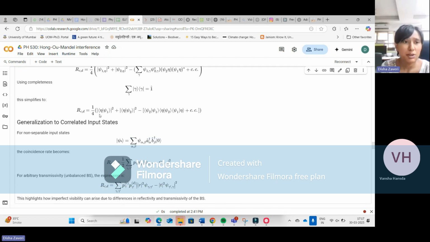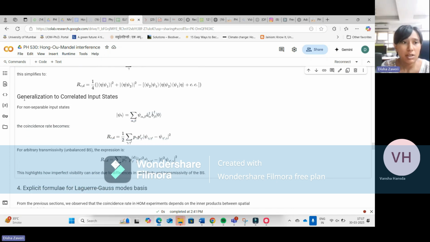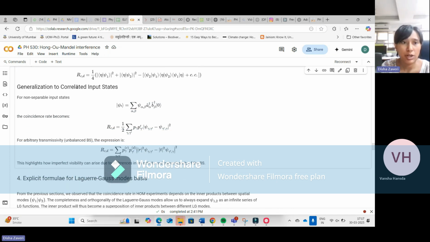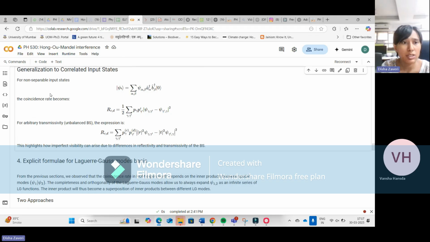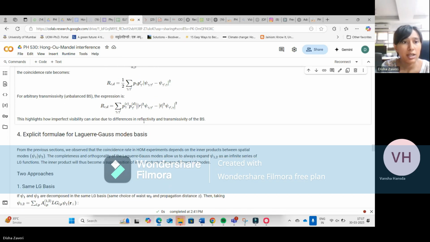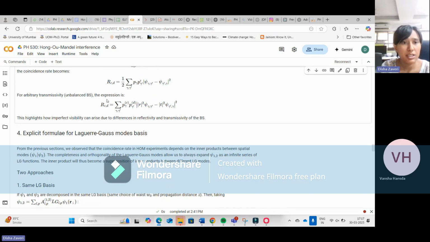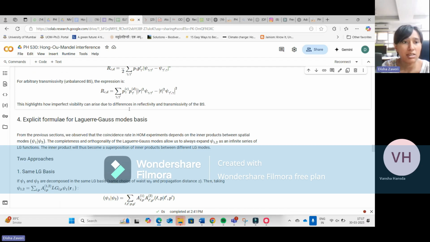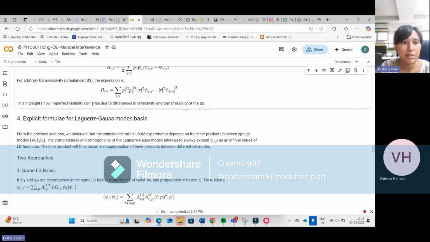the sum over gamma gives the identity operator. Now the last part is in relation to correlated input states. For non-separable input states, psi 0 is this, and the coincidence rate becomes this. For arbitrary transmissivity, the expression is this. And this highlights how imperfect visibility can arise due to differences in reflectivity and transmissivity of the beam splitter.